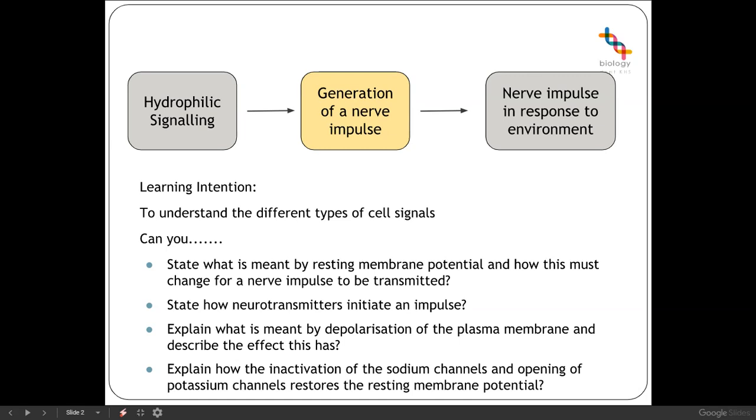We've looked at both types of signalling molecule. We've looked at hydrophobic and hydrophilic signalling molecules, and what we're going to look at now is what can then happen as a result of some of those signals, and we're going to look at generating a nerve impulse.